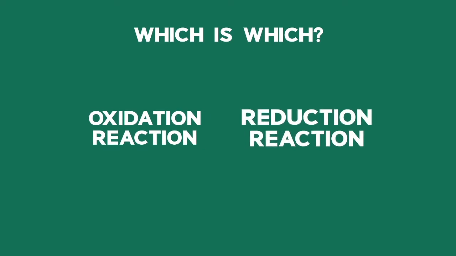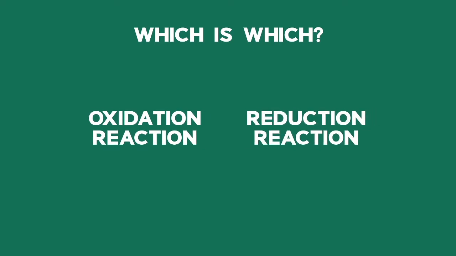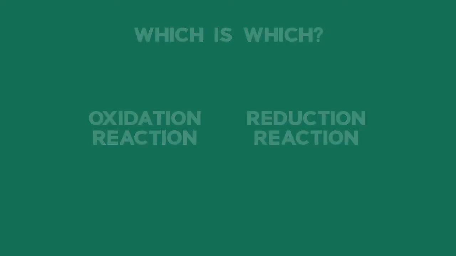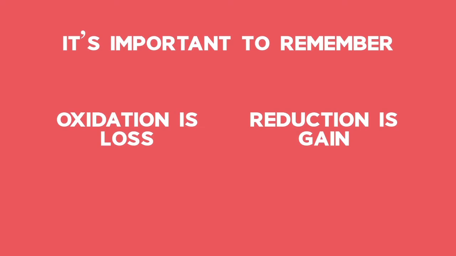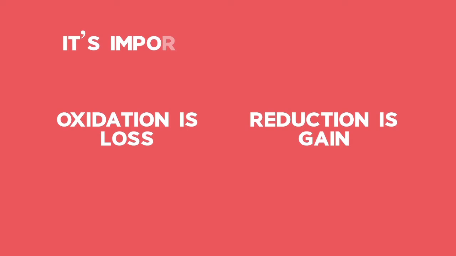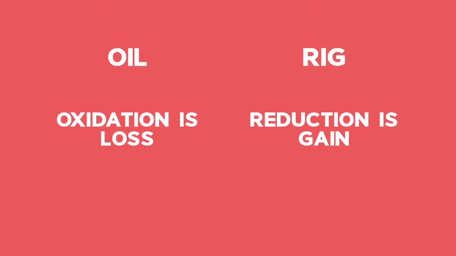First, it's important to know how to see if an oxidation reaction or a reduction reaction is shown. There are a few ways to see them, but it's important to remember that oxidation is loss of electrons, while reduction is the gain of electrons. You can remember this by knowing the words OIL RIG. Oxidation is loss, reduction is gain.